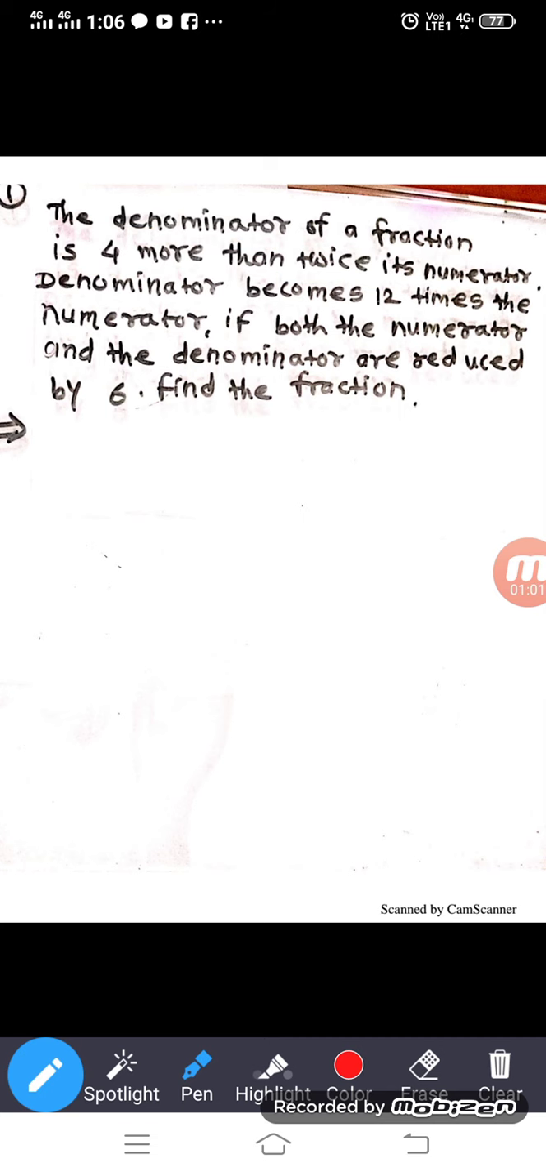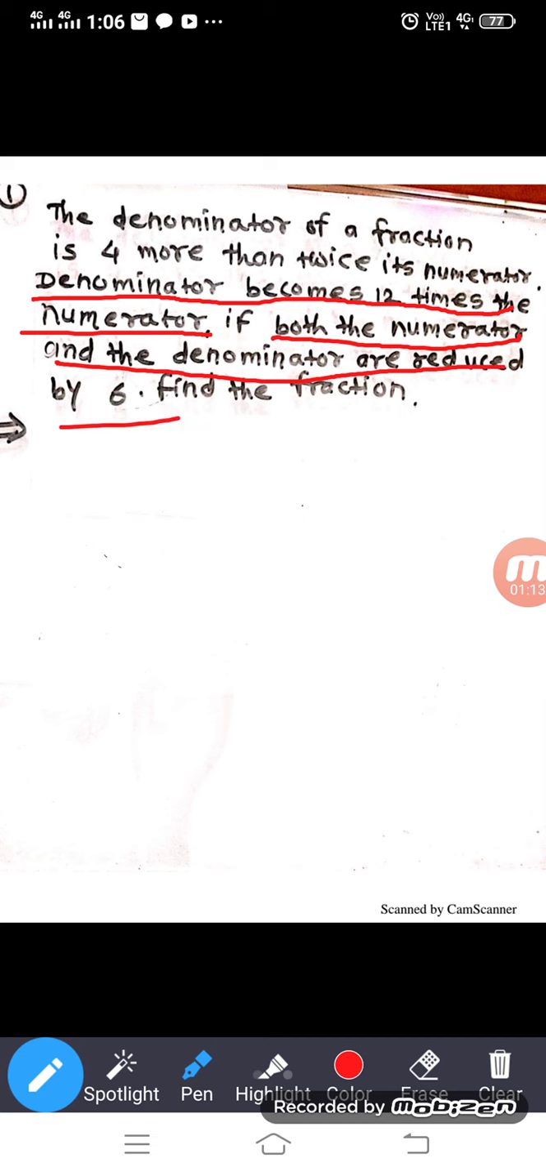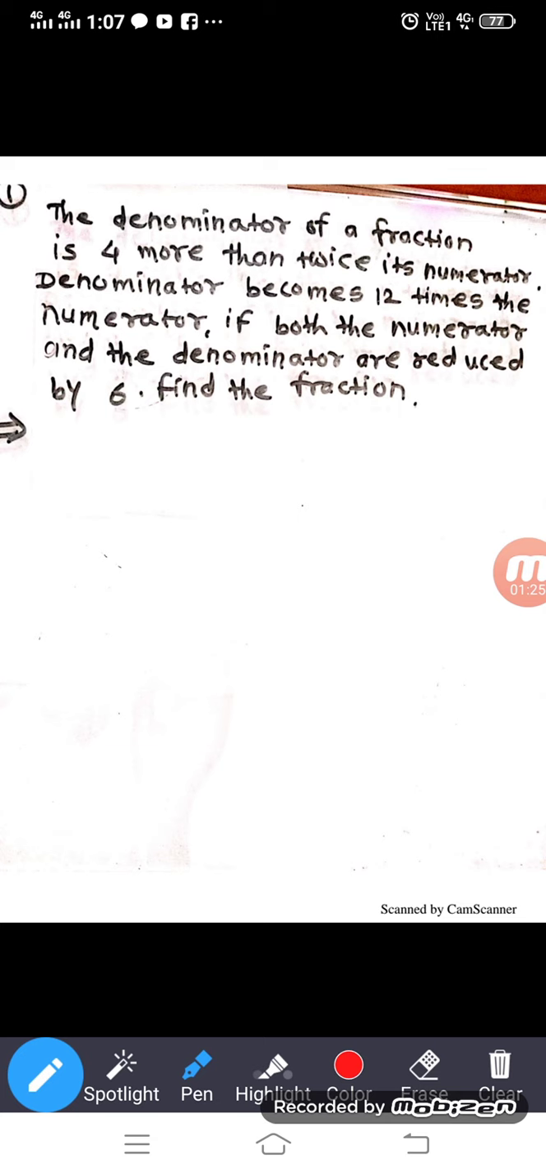Second part is denominator becomes 12 times the numerator if both numerator and the denominator are reduced by 6. जर अंश आणि छेद 6 ने कमी केला असता अपूर्णांकाचा छेद अंशाच्या 12 पट होतो, तर तो अपूर्णांक कोणता? अशा प्रकारचे प्रॉब्लेमचा अर्थ आहे.